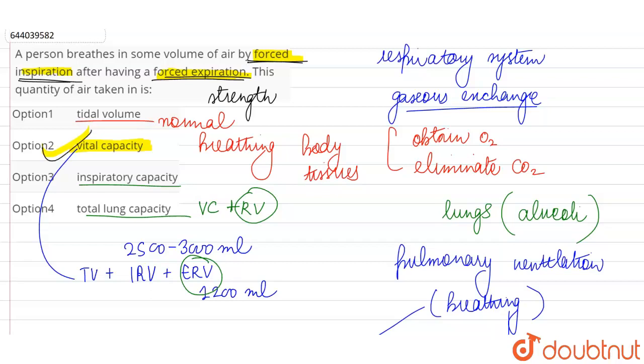So the correct answer is option B, vital capacity, where we are going to include our tidal volume, the inspiratory reserve volume, and the expiratory reserve volume. All of these three different types of volumes.